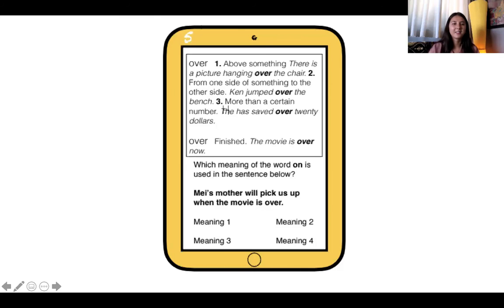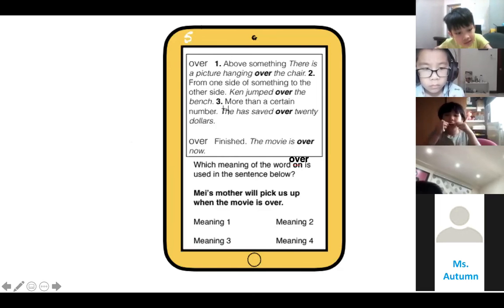Good job. Well done. All right, guys. Which meaning of the word over is used in the sentence below? Mom's mother will pick us up when the movie is over. Nancy, what do you think? Meaning four. Good job. Meaning four. The movie is over. When something is finished or when something has ended.